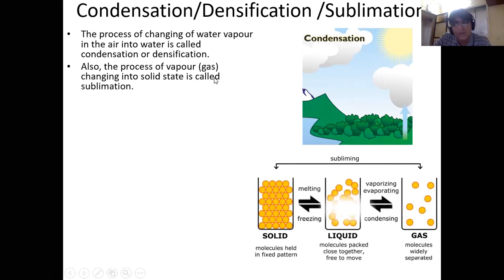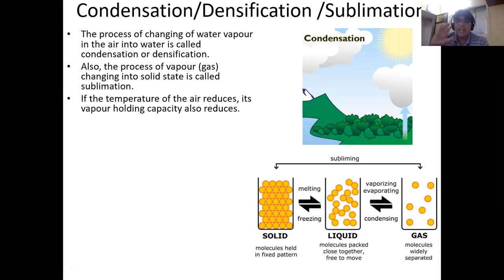Now, this diagram will also help you to understand. When the solid gets converted to liquid, it is called as melting. When the liquid is converted to gas, it is called as evaporating or vaporizing. When the gas is converted to liquid, it is called as condensation. And when the liquid is converted to solid, it is called as freezing. Now, there is one more that is called as subliming or sublimation. When the solid gets converted into gaseous state or gaseous state into solid state, it is called as subliming or sublimation. Gaseous to solid or solid to gaseous, that is called as sublimation.